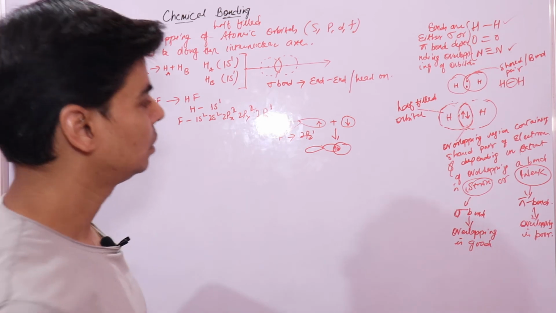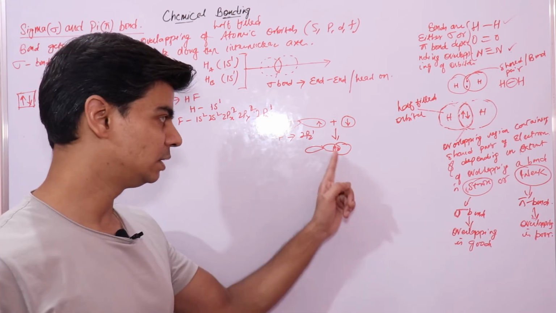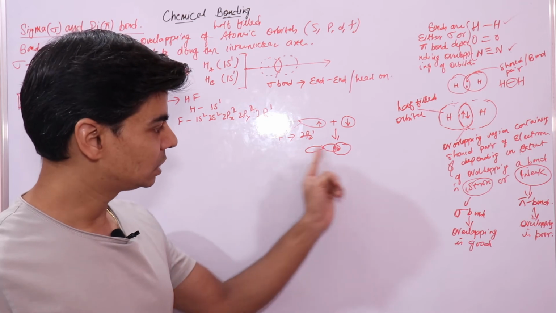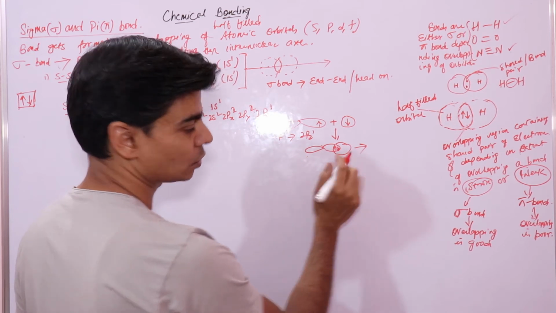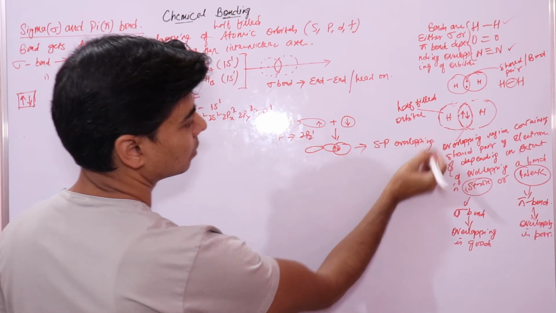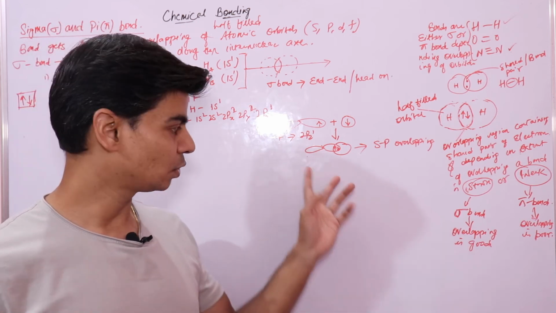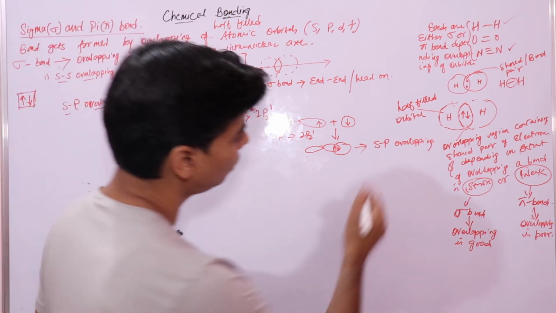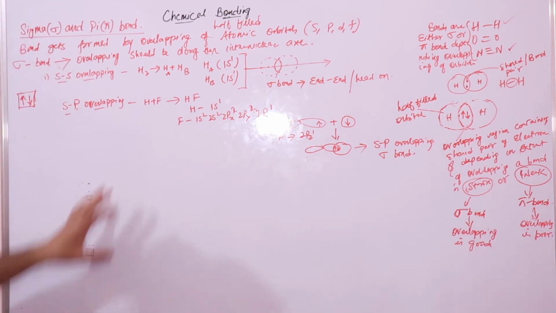This is how this bond will form, and this is your overlapping region, which is again along the internuclear axis, right? So this is your s orbital, this is your p orbital. This is your sp overlapping, and this is your head-on collision. This p orbital and s orbital are overlapping head-on, so this is your sigma bond, which is a strong bond. This is your sp overlapping.